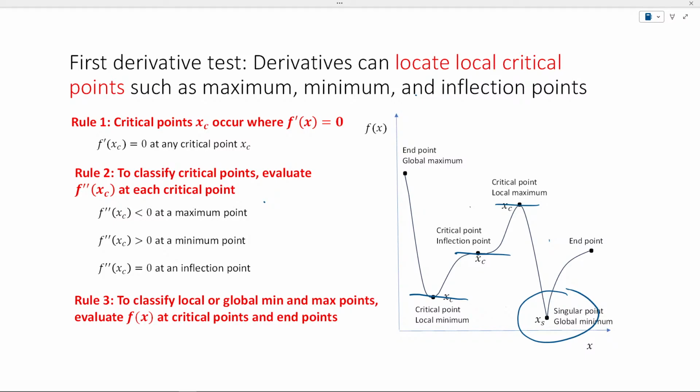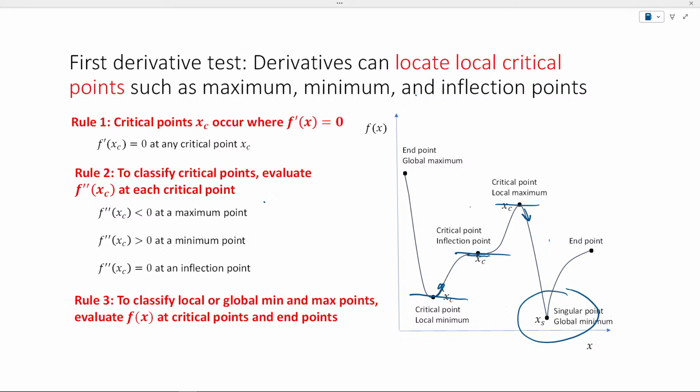Like stochastic or heuristic or whatever. Yeah. Second rule: if I evaluate my f''(x) and it is less than 0, that's a maximum point, like here, because I'm curving in this direction. If it is larger than 0, it is a minimum point because I'm curving in this direction. If it is equal to 0, then it's an inflection point because I'm not curving.